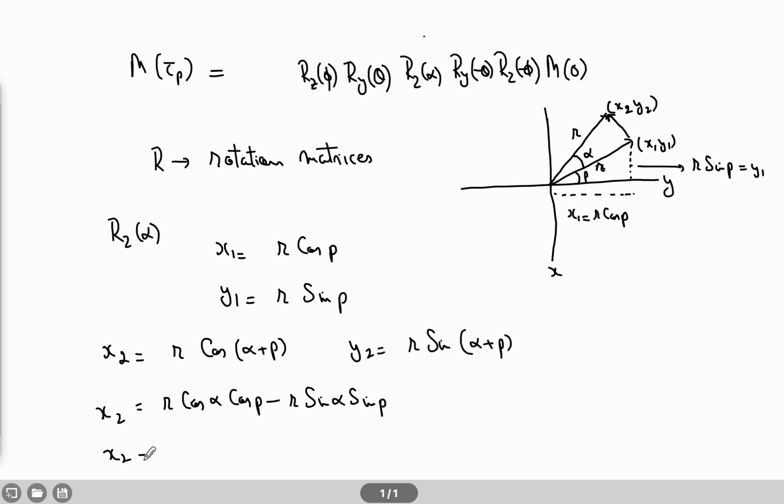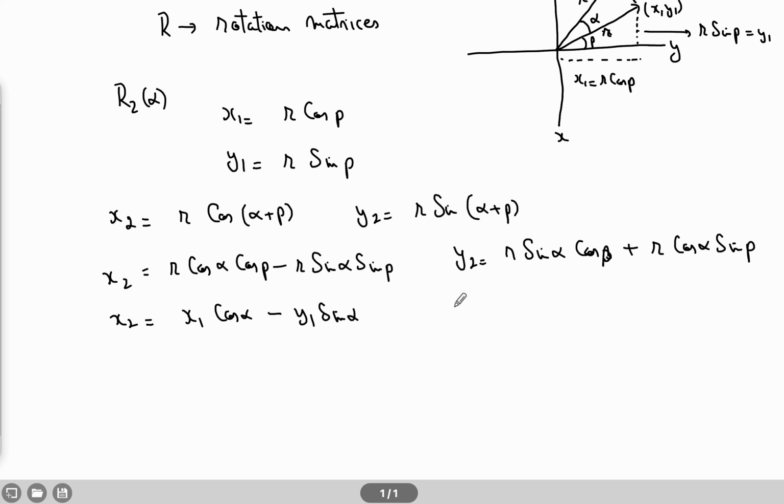Now I can write r cos p here as x1. So this is my x1 cos alpha, and similarly r sine p can be written as y1. So this is my y1 sine alpha. And similarly, let's expand y2. So y2 is equal to r sine alpha cos p plus r cos alpha sine p. So I've just expanded this over here.